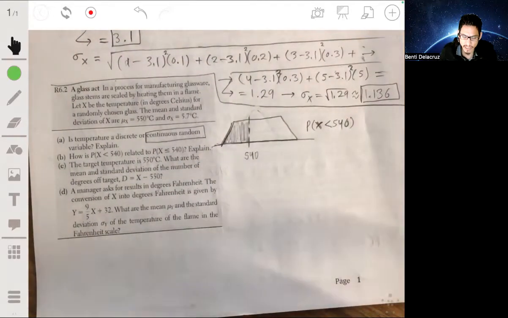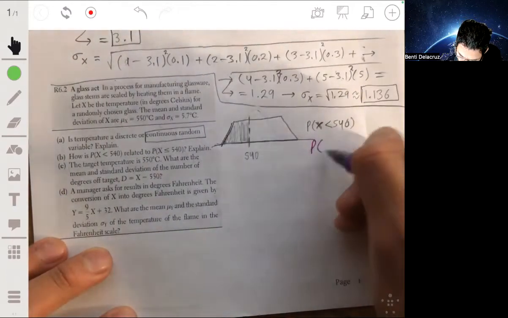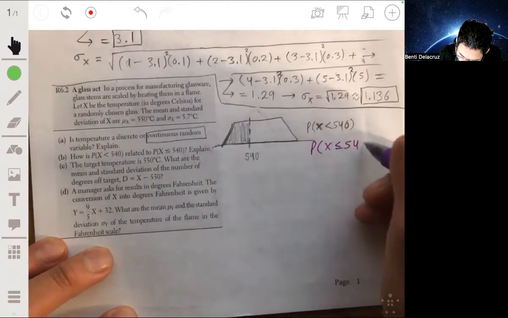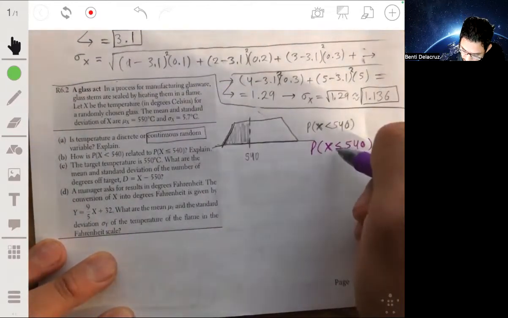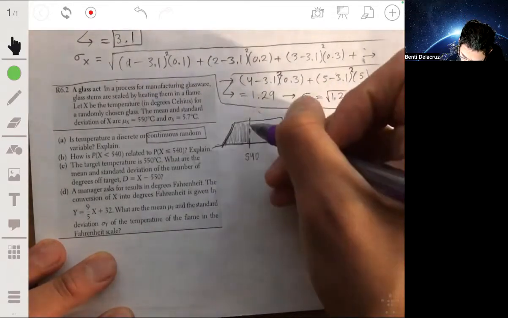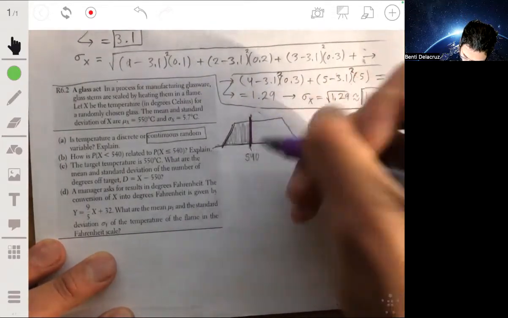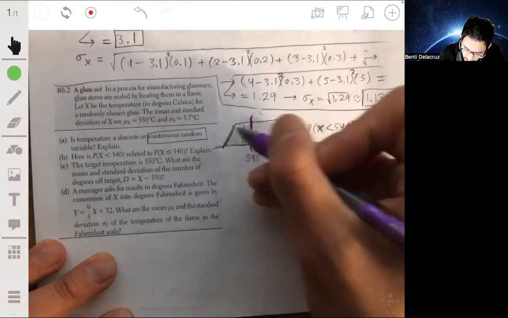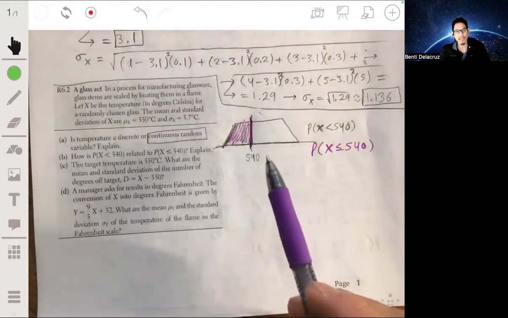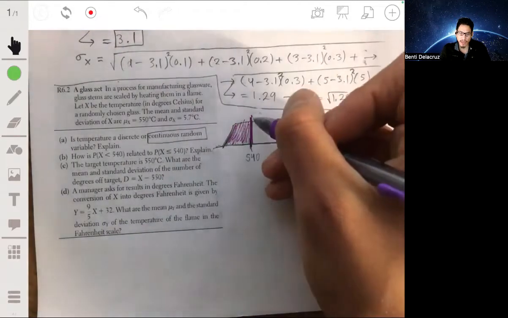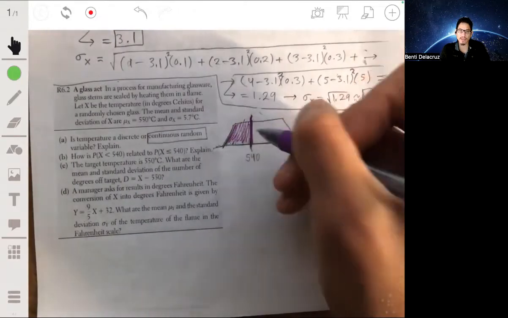But let's say you're trying to find the probability of X being less than or equal to 540. How do these compare? Well, the only real difference is that with X less than or equal to 540, you're going to include the line plus that area. And mathematically speaking, there is no area on a line. The line has no area.